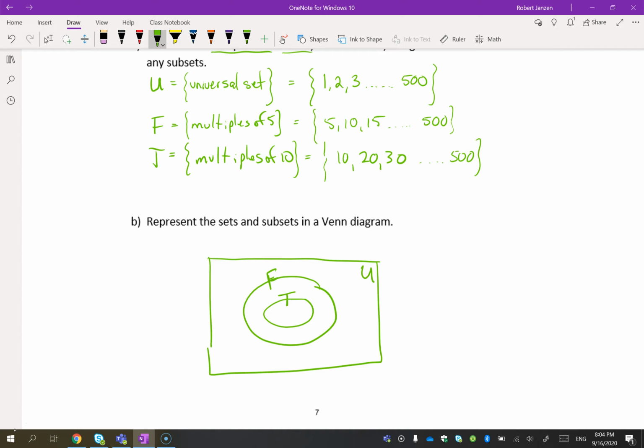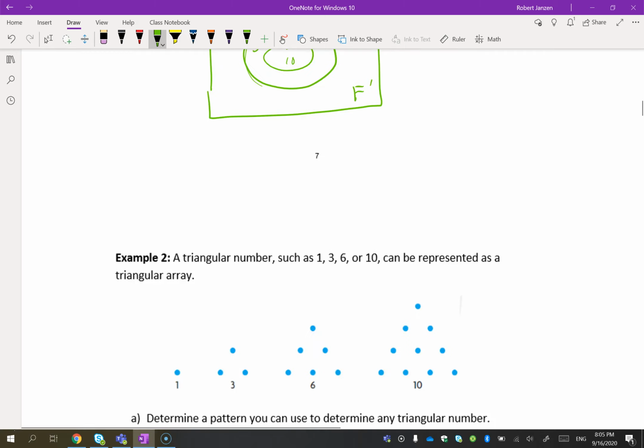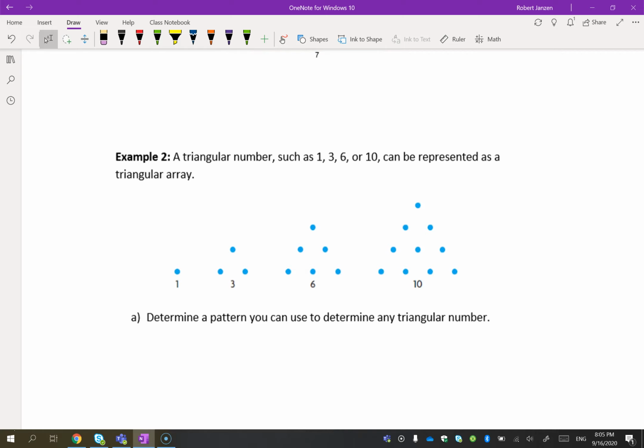Because, for example, where would you put the number 10? Well, the number 10 would go here because it's in the set T, which is in the set F, which is in the set U. On the other hand, 5 would have to go here. And then let's say a number like 6 would go here because it doesn't fit into either of those sets. In fact, we could call this F prime out here. These are all the numbers that are not F. So there is the Venn diagram. Pretty simple stuff. Let's try another question.